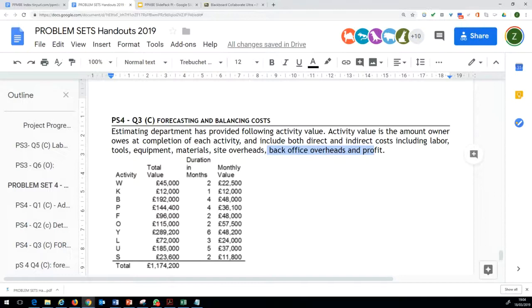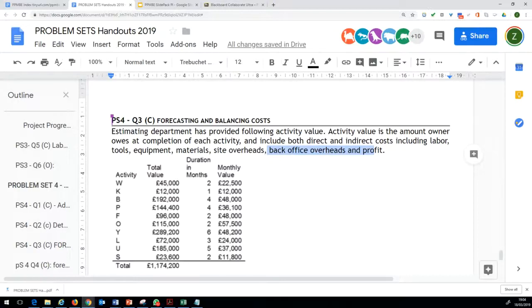So here we have been given a budget for different activities. For instance, activity W has got a total budget of £45,000. Now, as it is a 2 months activity, the monthly amount will be 22,500. Activity K has 12,000, and it's just a 1 month activity. That would be what we would be spending in the month when this activity will be undertaken. Activity B has a total budget of 192 grand, and as it's a 4 months activity and we are assuming an equal split in each month, we will be incurring 48,000 pounds each month.